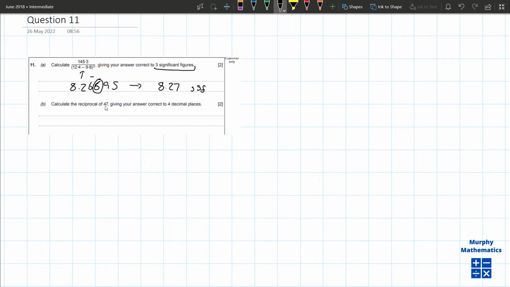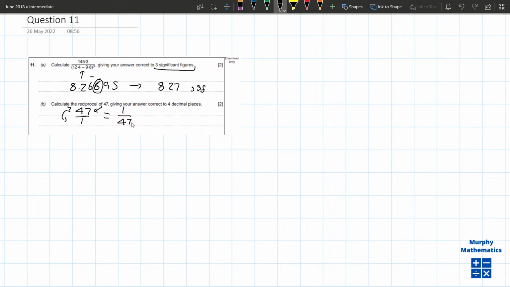And so calculate the reciprocal of 47, giving your answer correct to 4 decimal places. Okay. So when we calculate the reciprocal, we're just doing the reverse of the fraction. So if I put this into a fraction, I've got 47 over 1. We don't normally write it as 47 over 1 because that's just what the number is. But to find the reciprocal, we swap these round. So we're going to have 1 over 47.